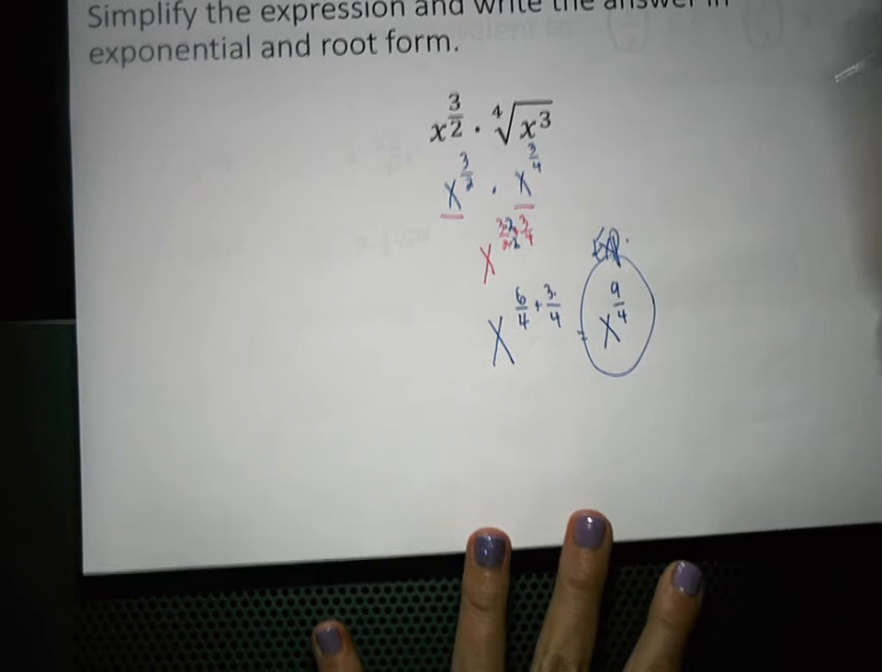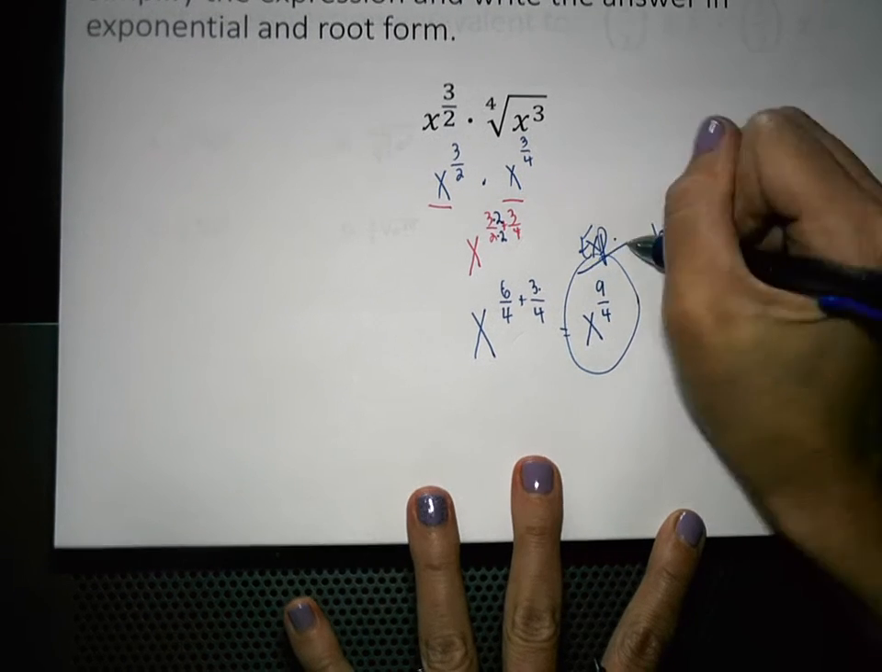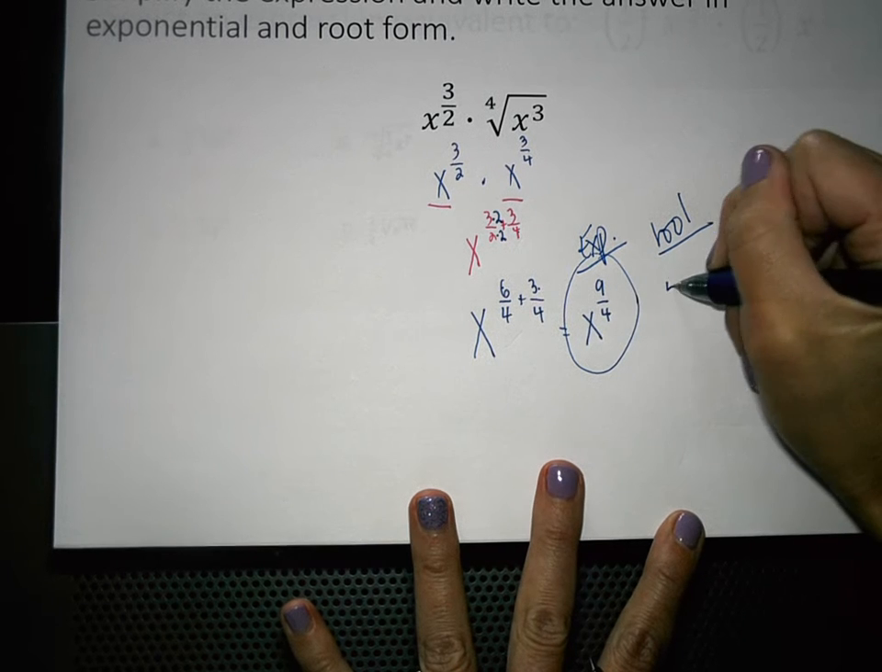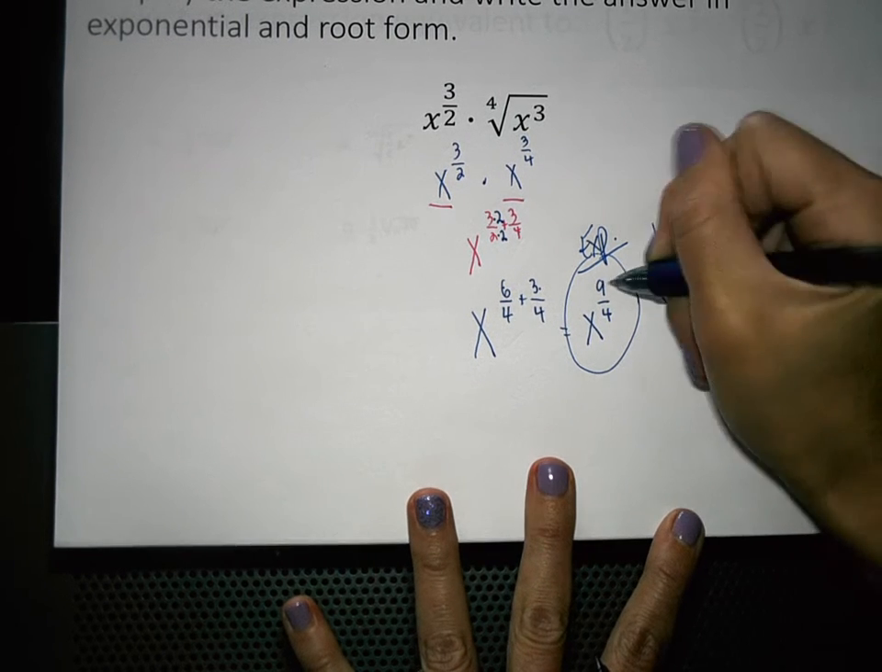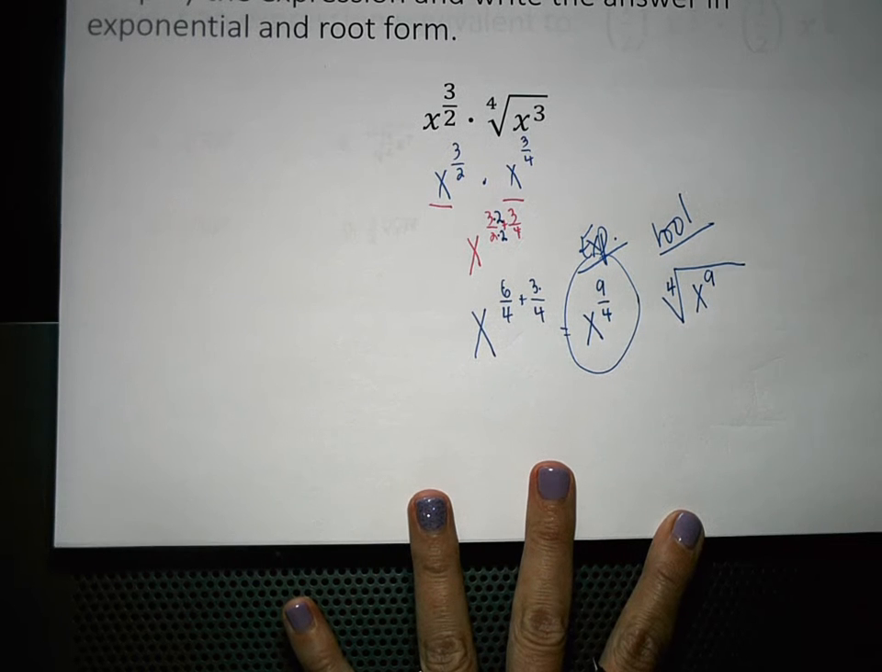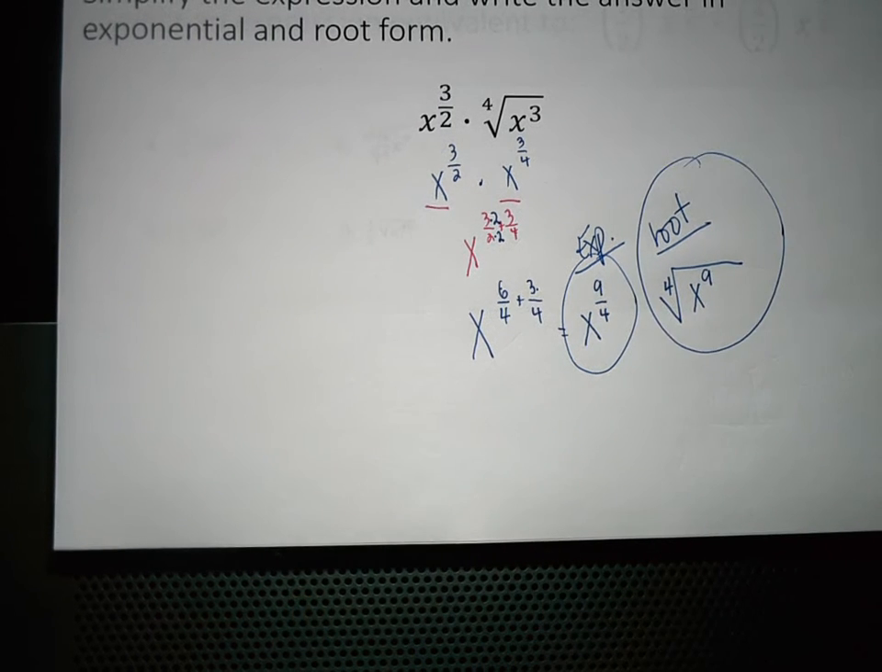To write that in root form, the 4 represents the root part, so the 4th root of x, and this your power, x to the 9th. So either of those will work. Or actually both of them are going to work since I want both answers.